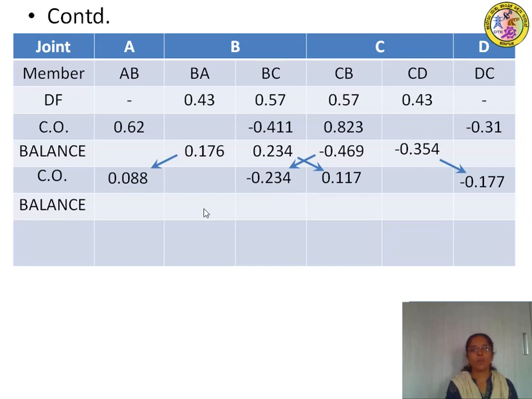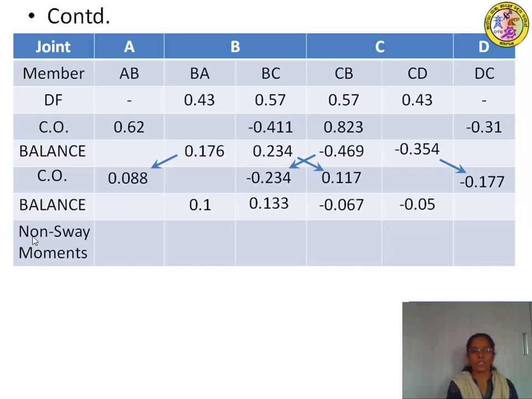So 0.234 into 0.43 will be equal to 0.1. 0.234 into 0.57 will be equal to 0.133. Next, 0.117 is the imbalancing moment at C. Therefore, balancing moment will be minus 0.117. So, minus 0.117 into 0.57 will be equal to minus 0.067, and minus 0.117 into 0.43 will be equal to minus 0.05. So, we can stop at this level and go for the calculation of non-sway moments. Don't take it as final moments because it is the part A. Okay, so we are taking it as non-sway moments.